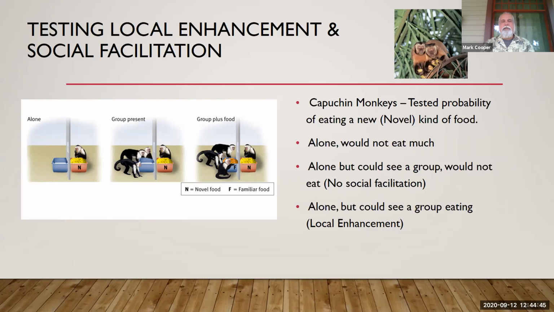So testing this. Here we have a capuchin monkey, and that one is alone and is given a novel food. It doesn't know what this food is, and it doesn't eat much. So then they decided to add a group on the other side who has no food. And again, they kind of hung out by the window together, but didn't eat the food. And the group on the other side had no food. So no social facilitation.